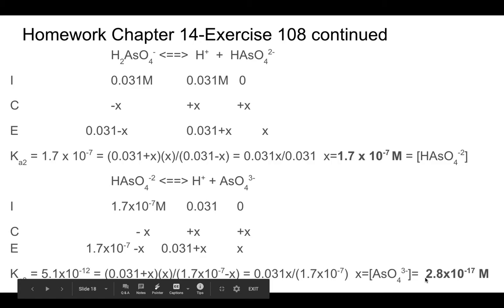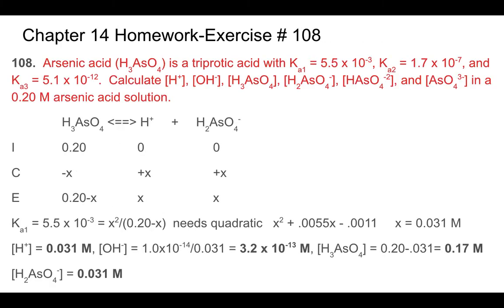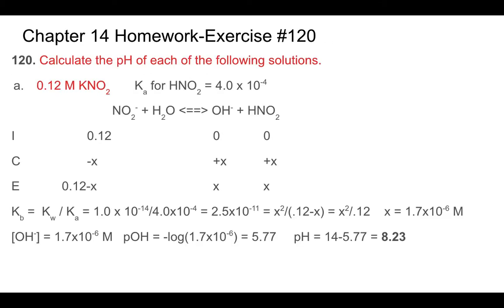So I think that takes care of everything they asked for. Got the negative 3 ion, got the negative 2 ion, got the negative 1 ion, got the unionized acid, got the OH minus, and we got the H plus. So everything they asked for in the problem we were able to get.